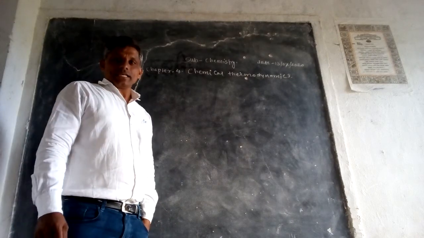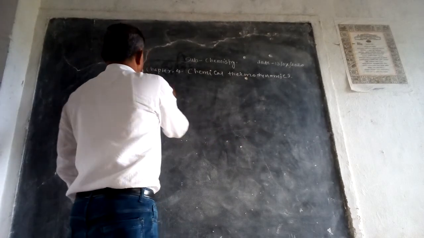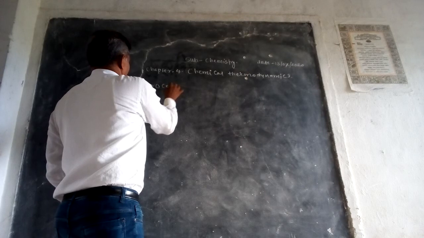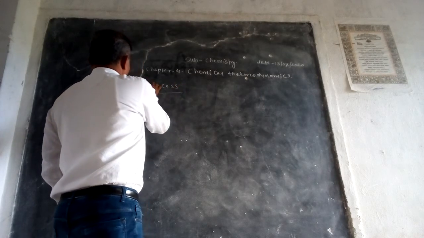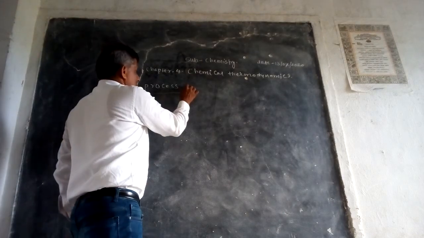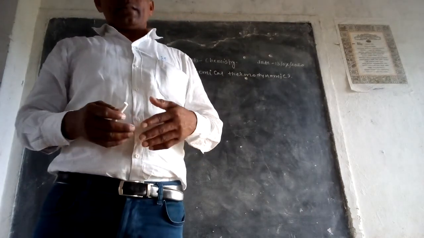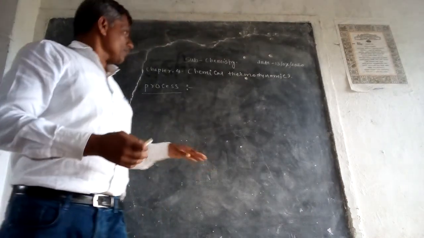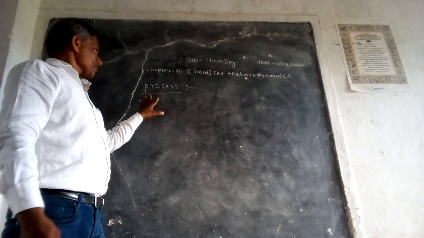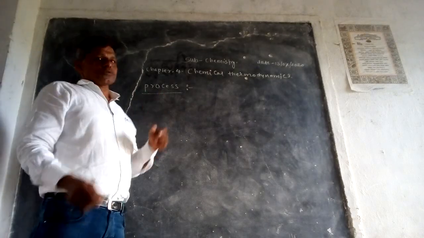Today we are learning the next part of chemical thermodynamics, and the next part is process. Up to this part, we have learned different definitions, like system, surrounding, then types of system, etc. We have learned all the systems, types of system, all the definitions. Now we have to learn process. See, what is the process?